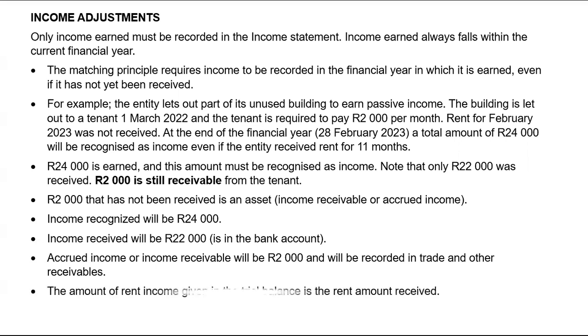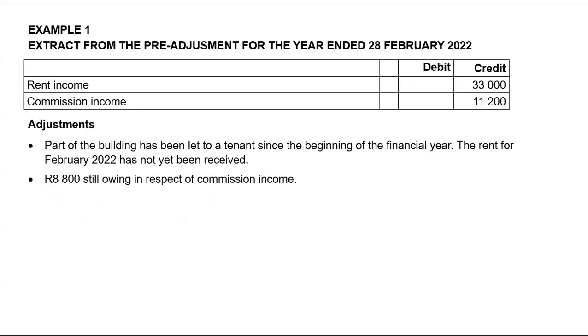The amount of rent income given in the trial balance represents the amount of rent that was received. It doesn't represent what has been earned. For you to earn that income, you need to have performed the service to be entitled to that income. Here's an example. So remember what I've just said to you. Extract from the pre-adjustment trial balance: we have rent income of 33,000. We have commission income of 11,200. Those two amounts are our income, but they represent money that has been received.